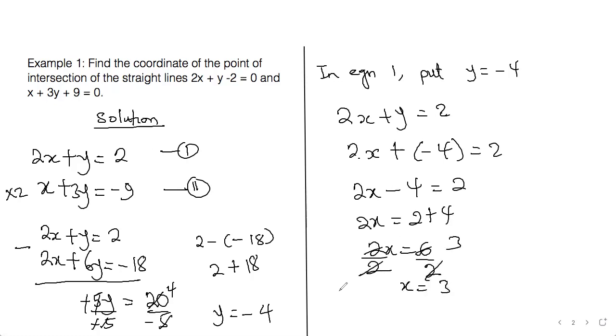So it means that the coordinate of the point where the two lines intersect will be 3, minus 4, because the x comes before the y. So that's how you arrange it. This is another pair. So that's the solution to that. I hope that is clear enough. And let's look at another example.